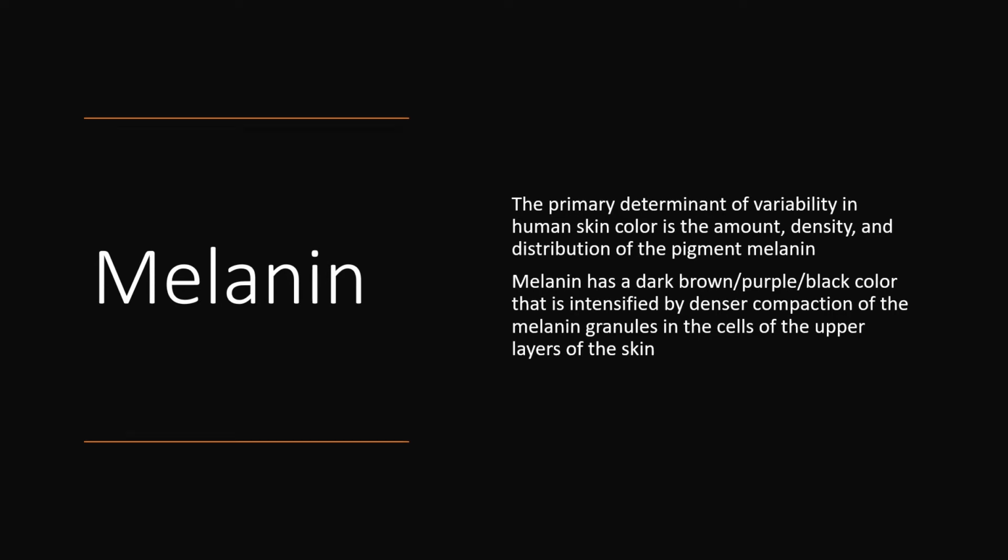The third component, and very important, is melanin. The primary determinant of variability in human skin is melanin. Melanin, in different amounts, densities and distribution, has a dark brown, purple or black color that is intensified by the denser compaction of melanin granules in the cells of the upper layers of the skin. So now you are aware of the three components of skin color, and on the basis of their differences we have different skin tones. You will be amazed to know that skin has more than 64 skin tones, ranging from lighter to darker due to genetic variability. These three components' variability decides the skin tone.